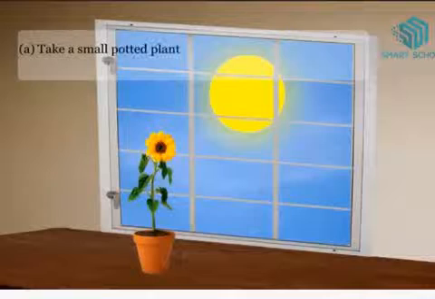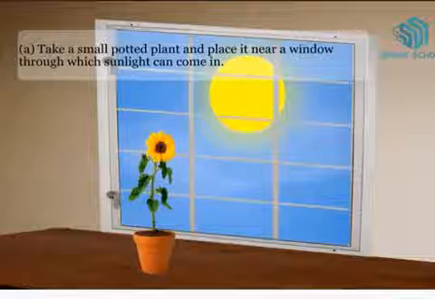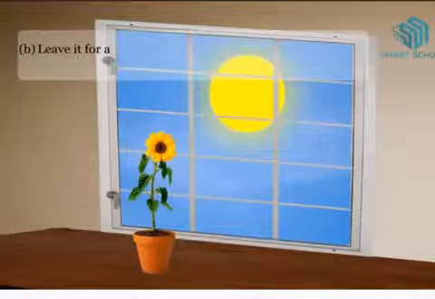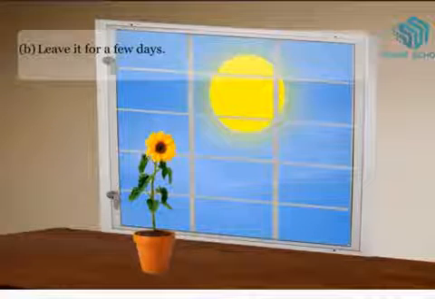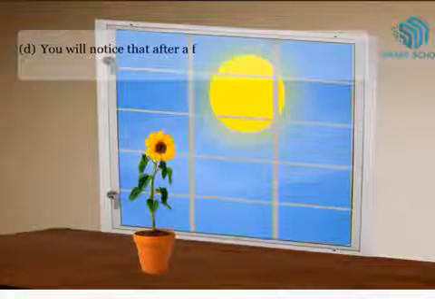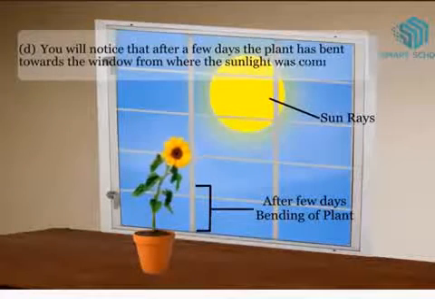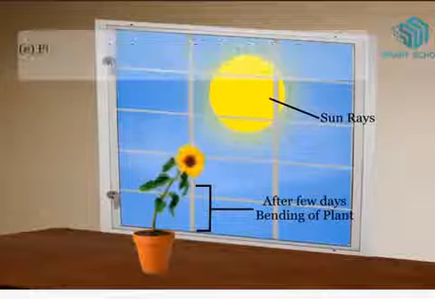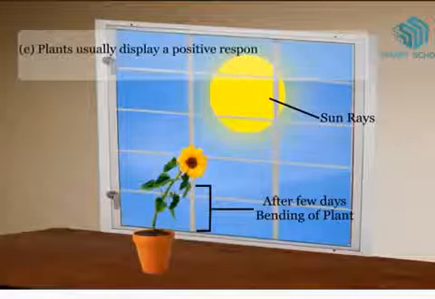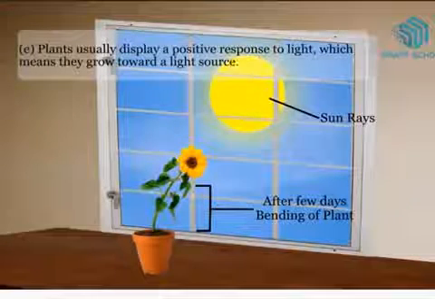We can see another example of plants responding to light and temperature. Take a small potted plant and place it near a window through which sunlight can come in. Leave it for a few days. What do you observe? You will notice that after a few days the plant has bent towards the window from where the sunlight was coming. Plants usually display a positive response to light, which means they grow toward a light source.